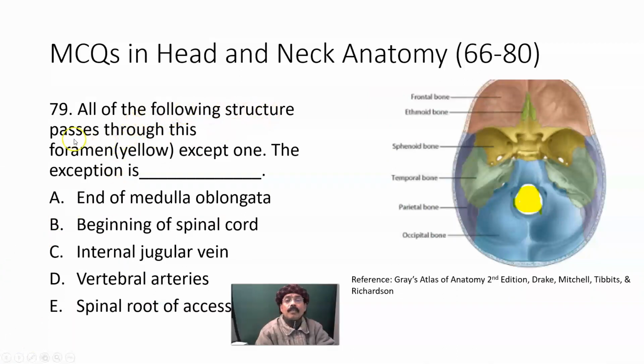All of the following structures pass through the foramen, yellow, this is the foramen, except one. The exception is what? End of medulla oblongata, beginning of spinal cord, internal jugular vein, vertebral artery, spinal root of the accessory nerve. The answer should be internal jugular vein.